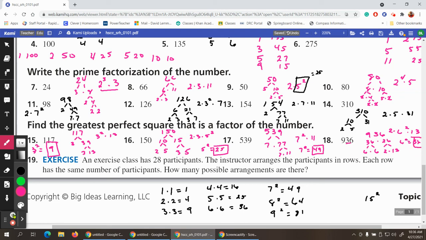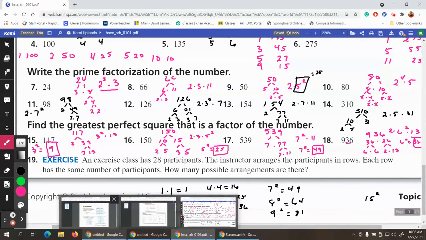All right. And that is prime factorization in a nutshell.